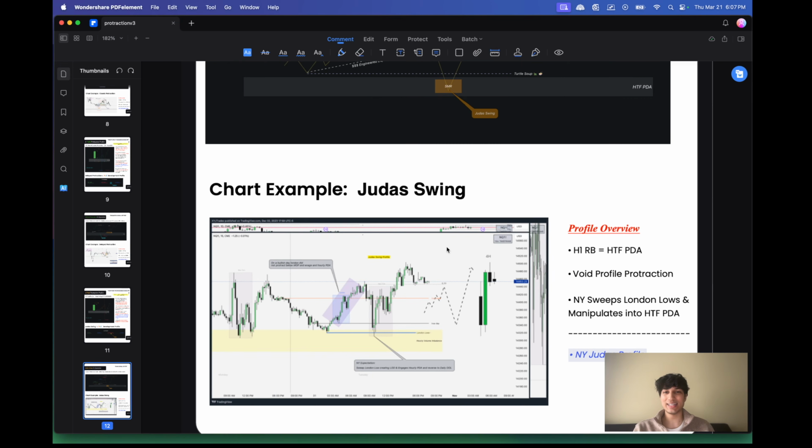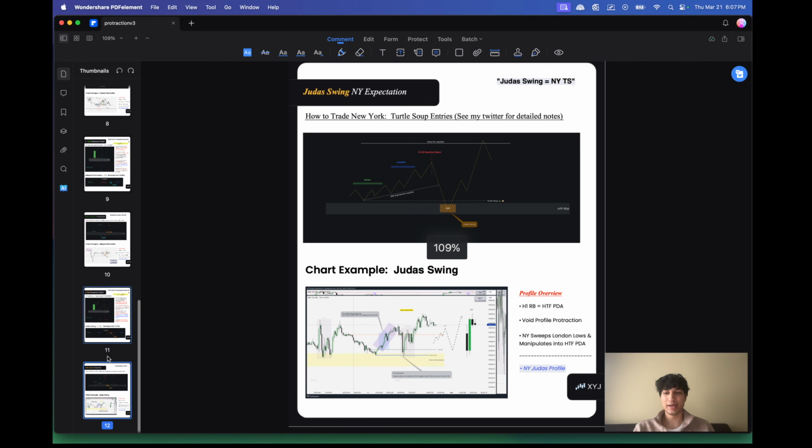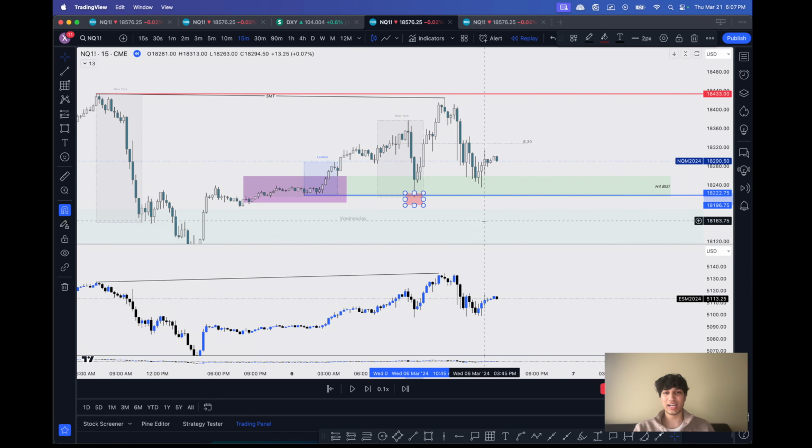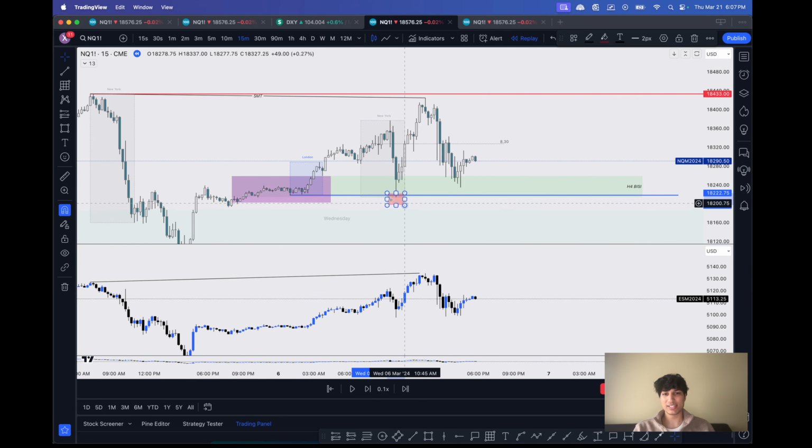And you can even see that in this PDF, I provide you with a template to get involved, right? How do you want to get involved? Turtle soup entries. So you want to be turtle souping these lows with the expectation that a higher time frame PD array rests below them.